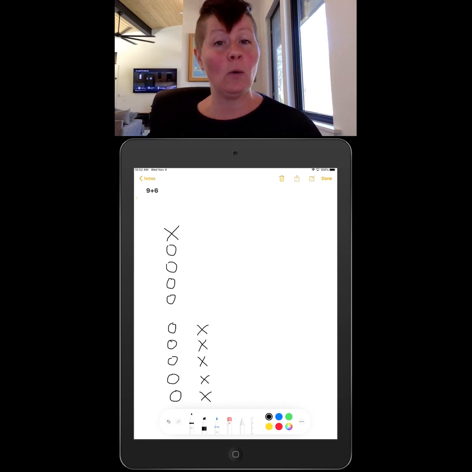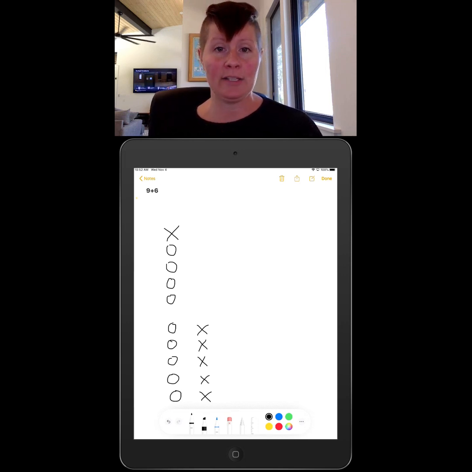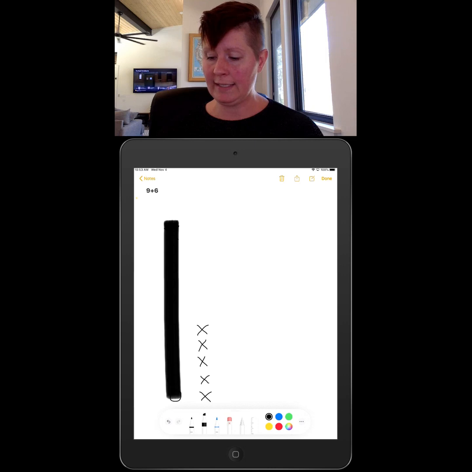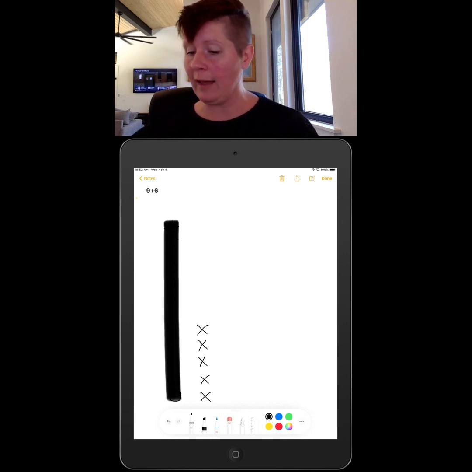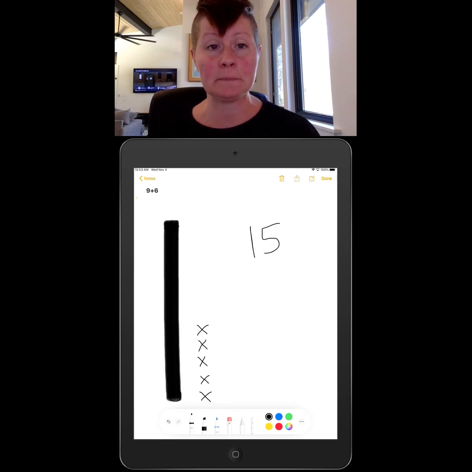And I'm carefully organizing these, you can see, in sets of 5. It helps my brain, it helps my eyes see the answer. So now by looking at this, you see that you have 1 10 stick and 5 ones. So you know that now the answer is 15.